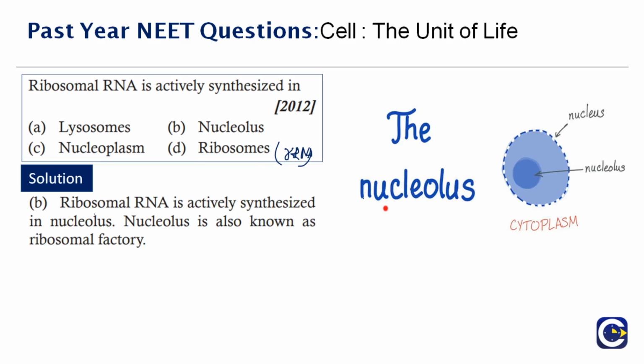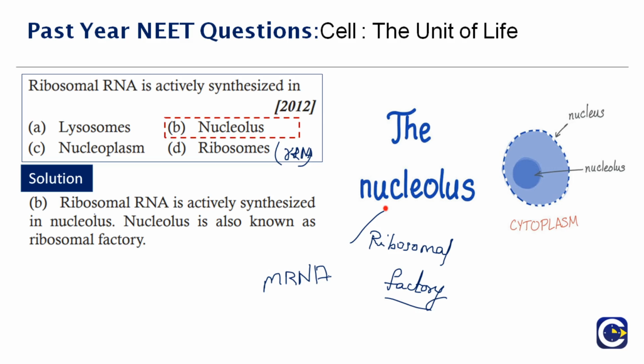So here you can see the nucleolus, as I already said, the other name is ribosomal factory. Okay, ribosomal factory. Therefore, the nucleolus is a place where ribosomal RNA is actively synthesized. The activity is that it will translate the information into mRNA. mRNA is nothing but the messenger RNA, right? Therefore, the correct answer is option B, nucleolus. Okay, so nucleolus or ribosomes, they all mean the same. You don't have to get confused here.